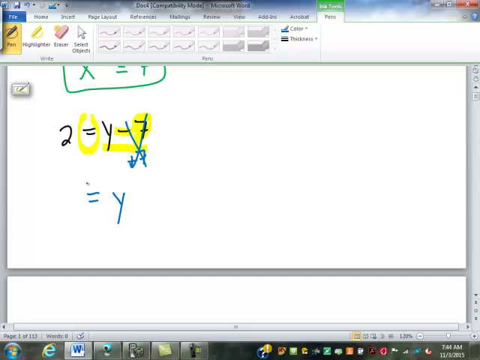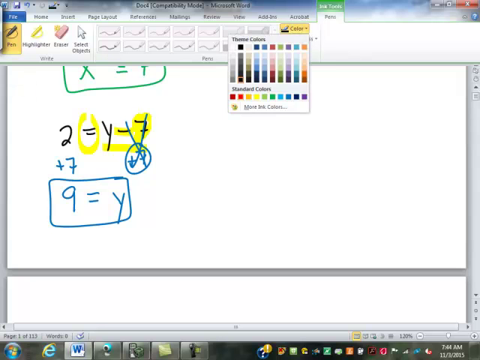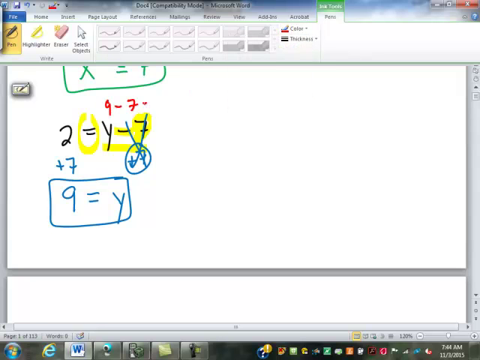Again, because it's an equation, we have to keep it balanced like the scale. Whatever we do to one side, we have to do exactly the same to the other. 2 plus 7 is 9. So 9 equals y, or y equals 9. Again, you could put 9 back in here. 9 minus 7 does equal 2, so you have the exact same value on both sides.